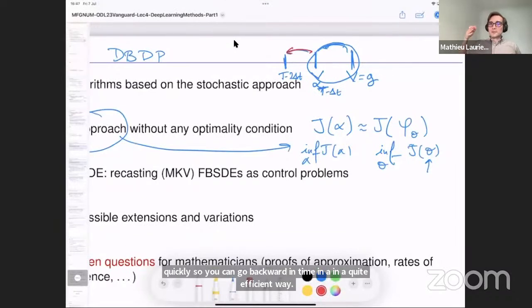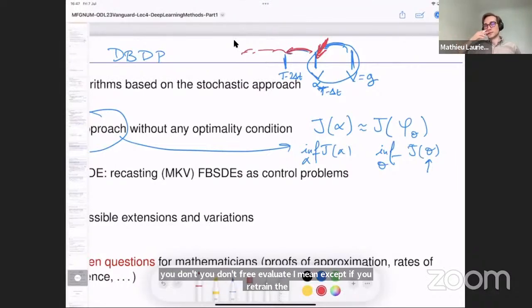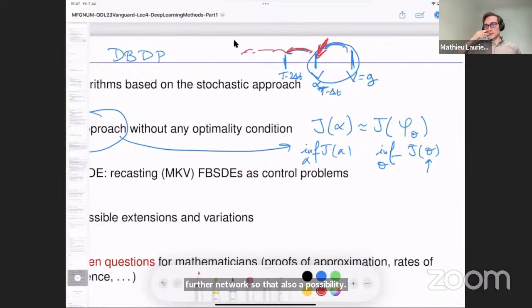Of course, one drawback is that if you make an error, if your neural network is not trained very well, then you are going to accumulate the errors and you will never be able to correct them, because you don't reevaluate. Except if you retrain the network, which is also a possibility that has been tried in some works. But if you use complete backward dynamic programming and you train only one time step at each iteration, then you may have accumulation of errors backward in time.